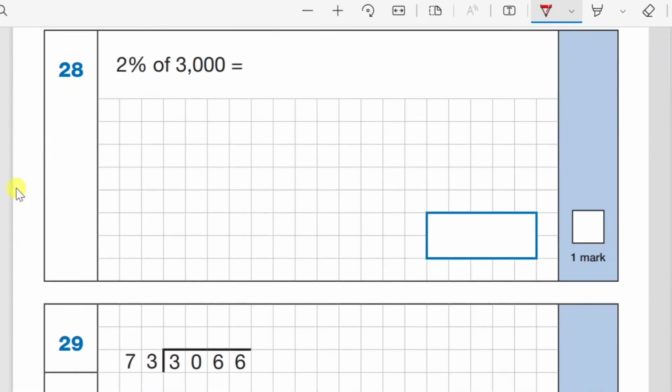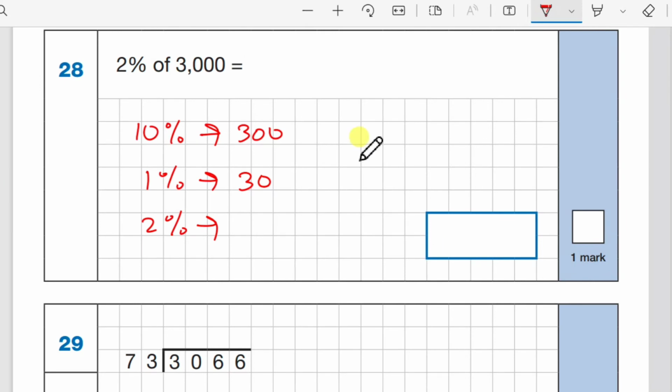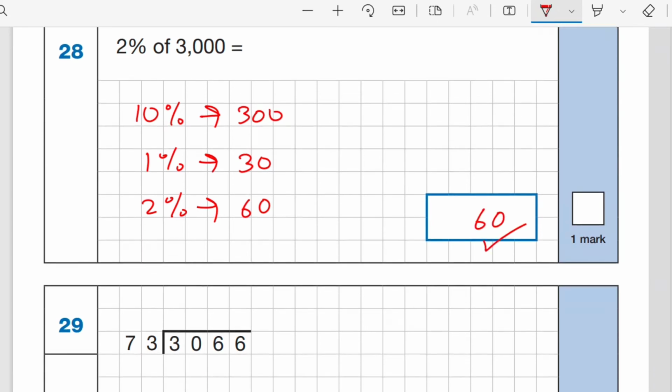Now, 2% of 3,000. Well, just like that one. So first you find 10% because it helps. 10% means divide by 10. So cross out zeros, you get 300. And then find 1%, which also means divide by 10 again. So you get 30. And to get 2%, which is what they want, you just double your 1% value. So double 30 gives us 60. And that's it. That's your answer for this one too.